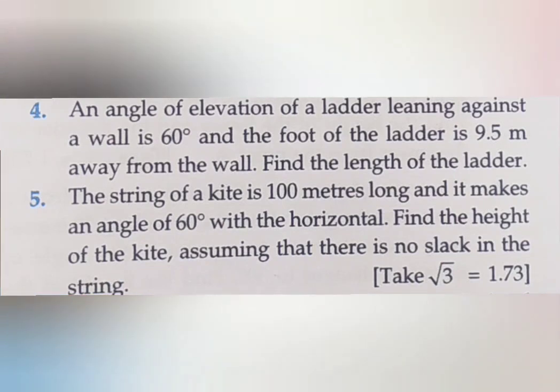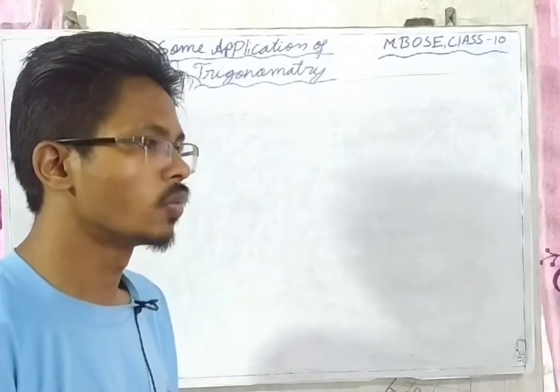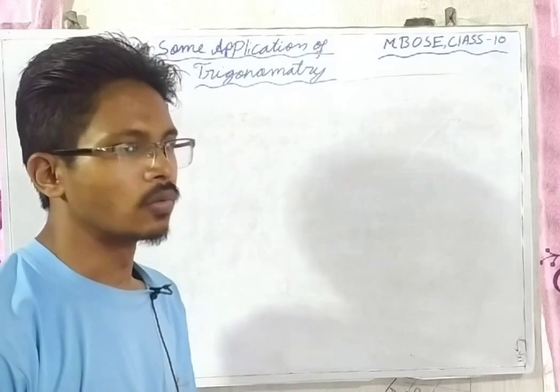In question number 4, the question is given: the angle of elevation of a ladder leaning against a wall is 60 degrees and the foot of the ladder is 9.5 meters away from the wall. Find the length of the ladder. Here also we have to find a length.